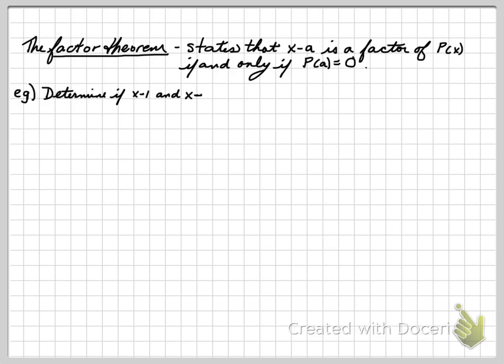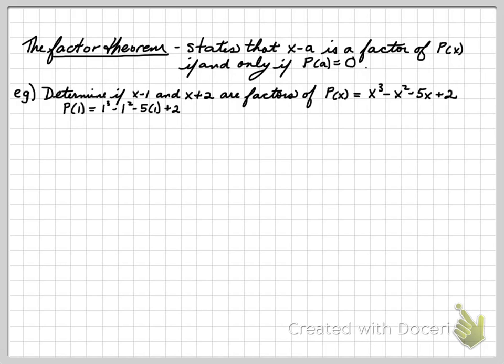Let's see if x minus 1 and x plus 2 are factors of our polynomial p of x equals x cubed minus x squared minus 5x plus 2. The root of x minus 1 is 1. So p of 1 is 1 cubed minus 1 squared minus 5 times 1 plus 2, which equals negative 3. Therefore, x minus 1 is not a factor.